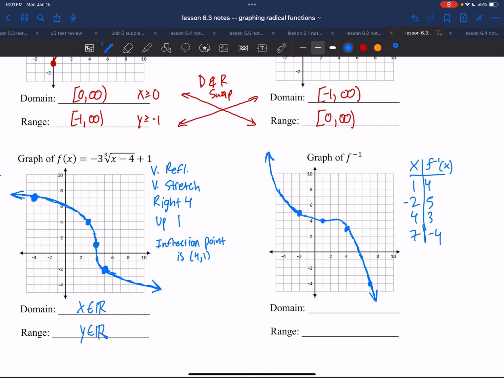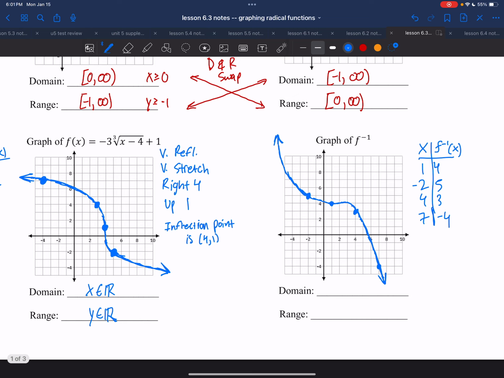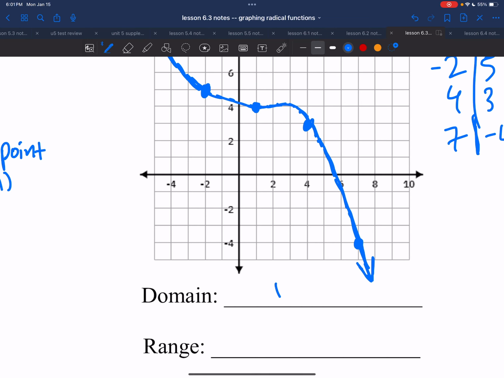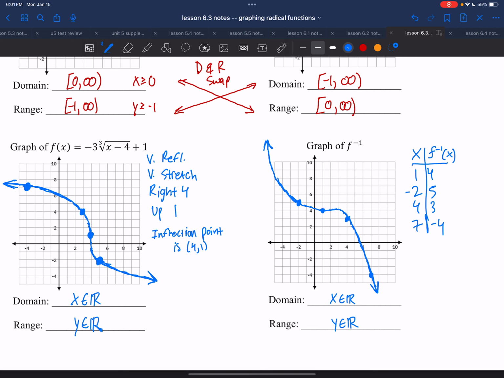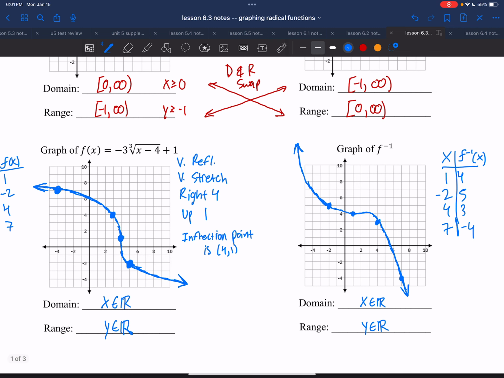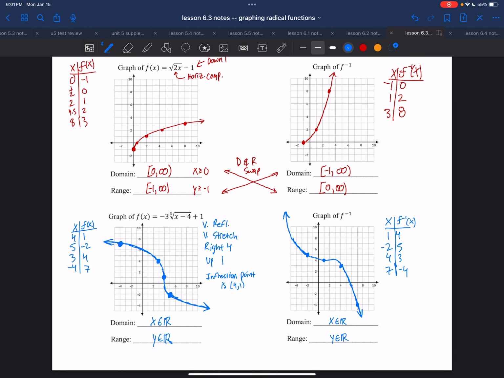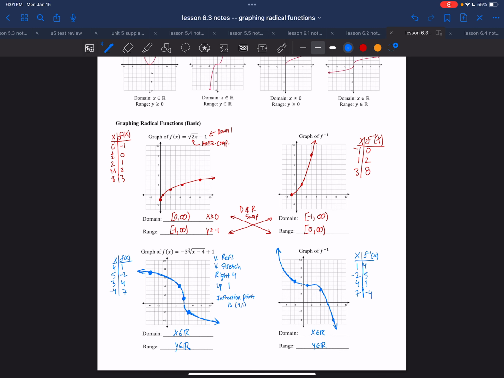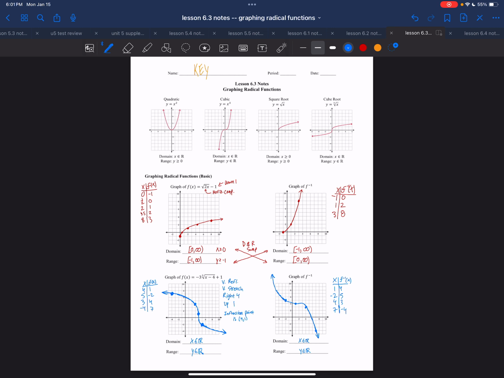Okay. And I can see, again, if you swap the domain and range, still all real numbers, which makes sense because for cube root and cubic functions, it's always all real numbers. Okay? All right. Not too bad. I've drawn better graphs, but it's not bad. Cool. Let's move on. So that's those two.